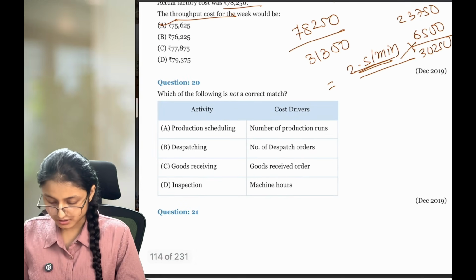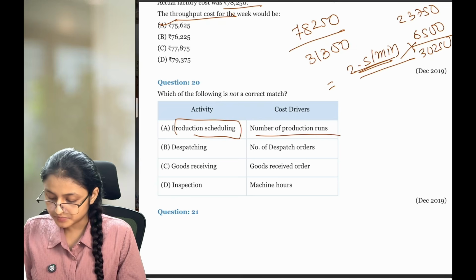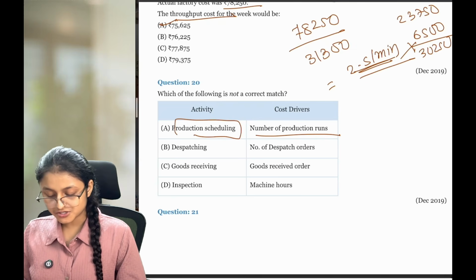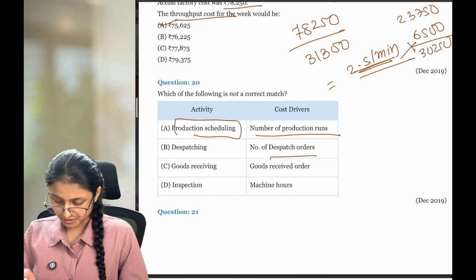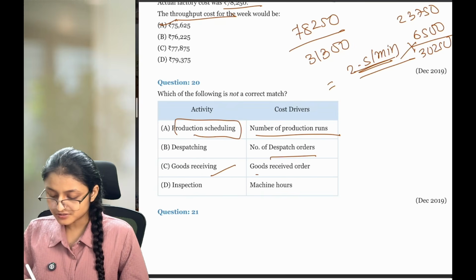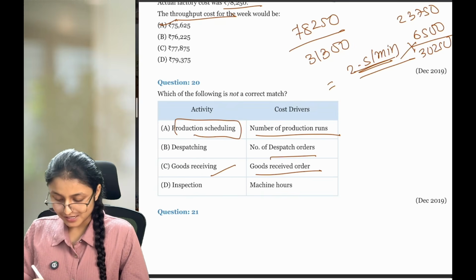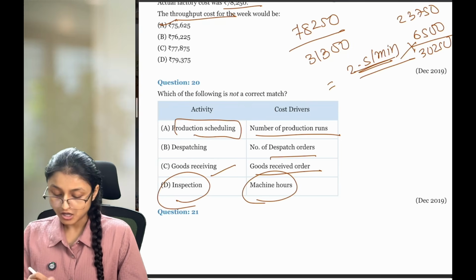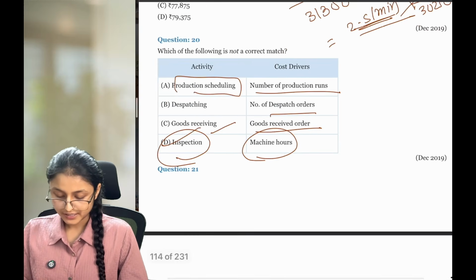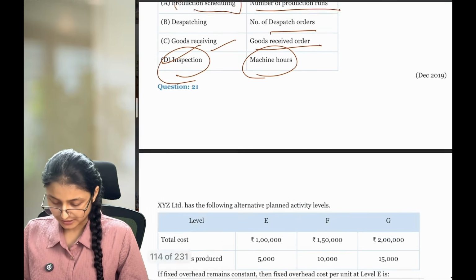Which of the following is not correct? Production scheduling can have the cost driver of number of production runs. Dispatching can be on the basis of number of dispatch orders, and goods received is on the basis of goods received orders. But inspection is not based on machine hours. Inspection is based on inspection hours or the number of inspections you are doing. Hence, this is an incorrect match.